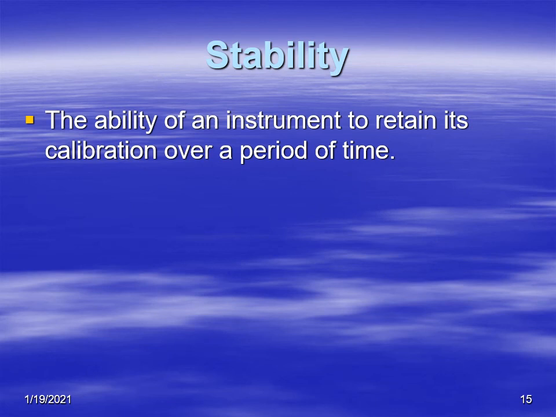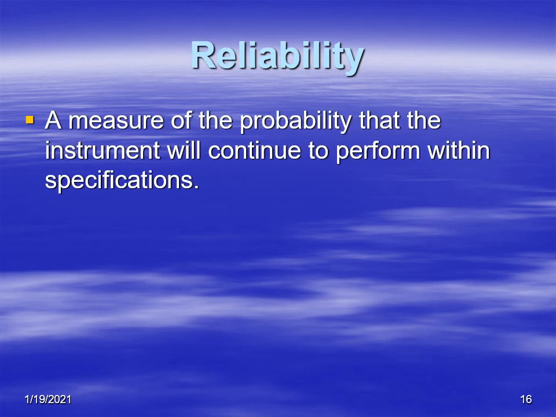Stability is the ability of an instrument to retain its calibration over a period of time. And then reliability is a measure of the probability that the instrument will continue to perform within its specifications. So those are some terms that we use when we describe meteorological measurements and instrumentation.